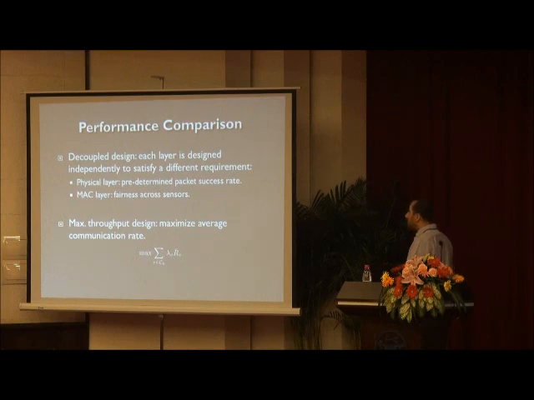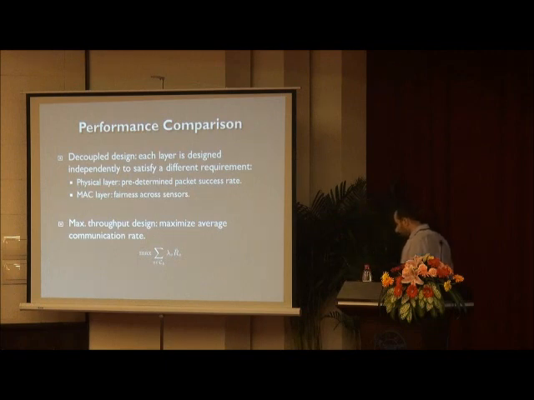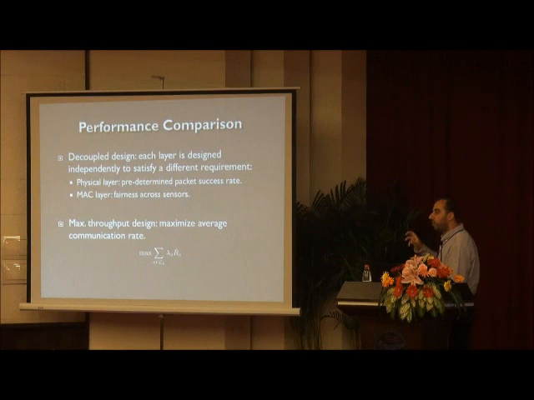The other approach is the maximum throughput approach, where we maximize the average communication rate. This design scheme integrates the physical and MAC layers. Our scheme is different in that it integrates the three layers. So it's different from this one, and it takes into account also the quality of the information of the sensor. So it's not just maximizing the quantity of the information, it maximizes the quality of the information.